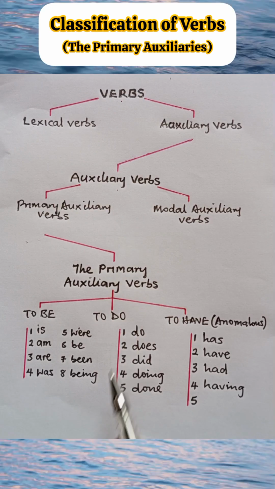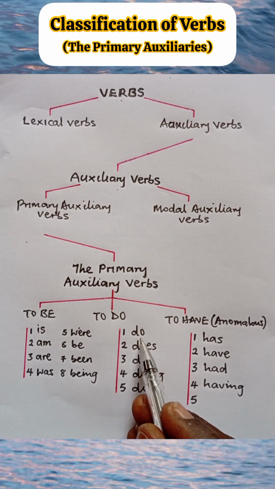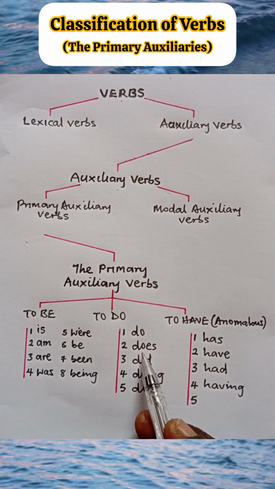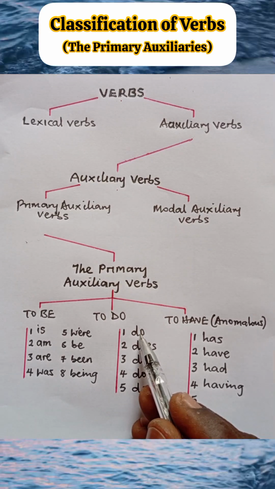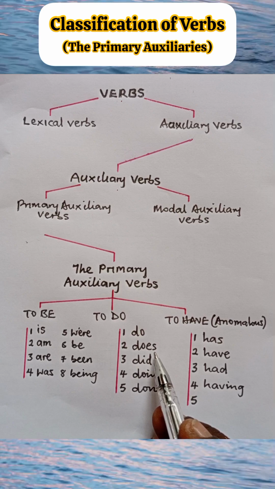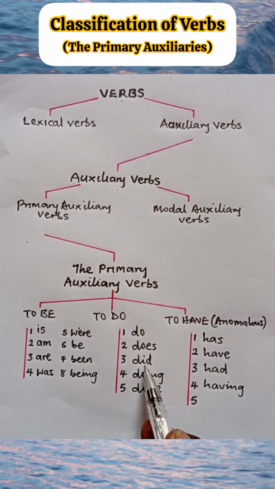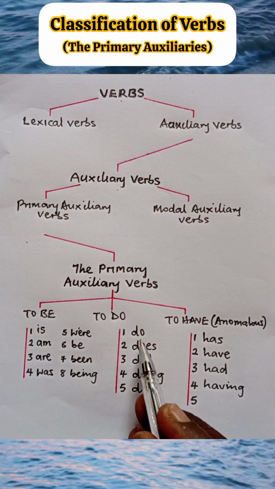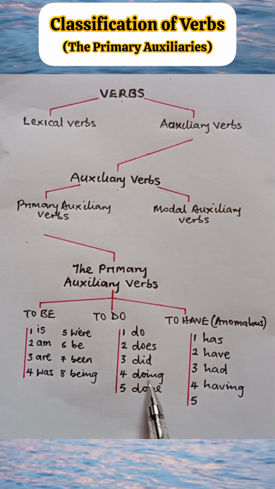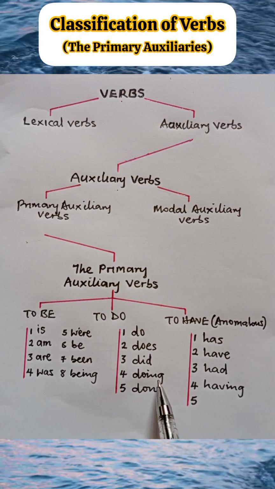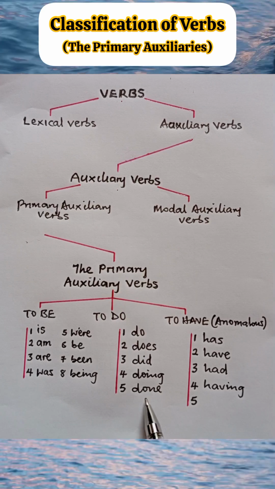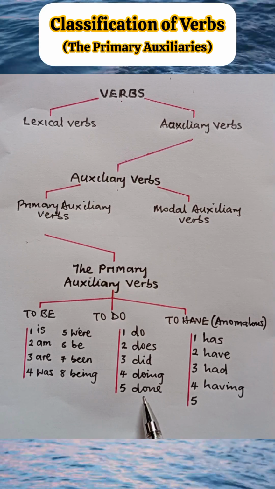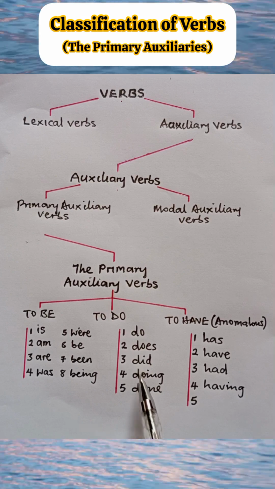So we move on to the verbs to do. Do and does are present tense verbs to do. Do is plural, does is singular. Now, did is the past tense of the verbs to do, that is, past tense of do and does, while doing is the present participle form of the verbs to do. Okay? Done is the past participle form of the verbs to do.